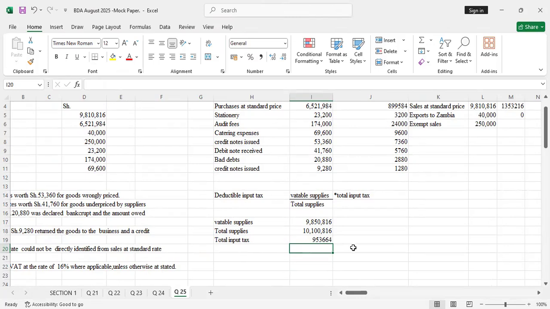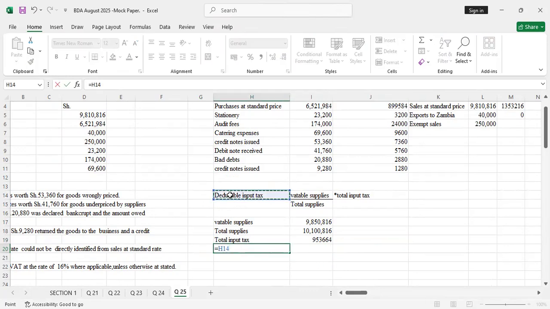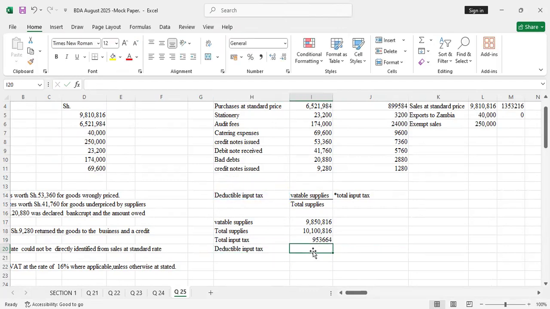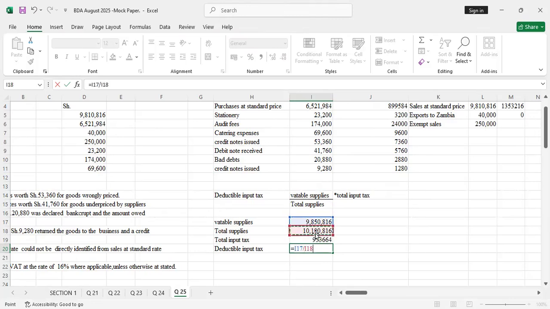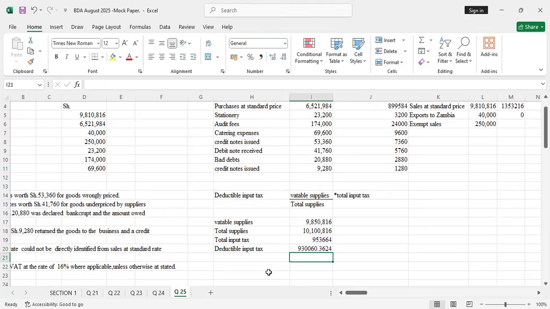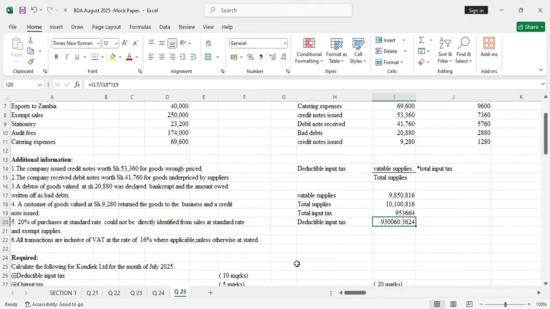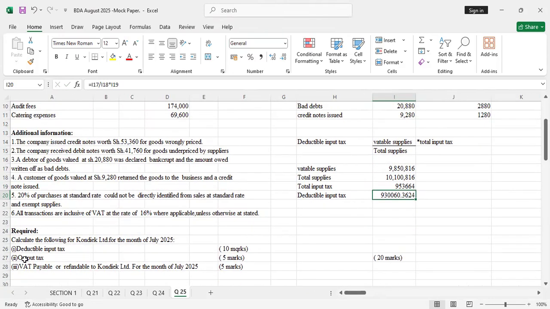So therefore, deductible input tax, because they requested for it, will be equals to, now we can work it out here because we have the values there. So deductible input tax, according to this question, will be variable supplies, which is this value here, you divide by total supplies, which is that, then you multiply by the total input tax. So the deductible input tax is this value here, 93,930,060.362. That's how we are supposed to answer question 1, Roman 1.